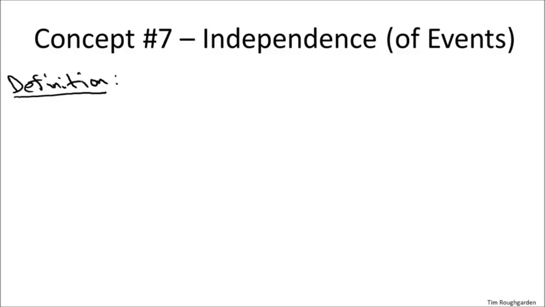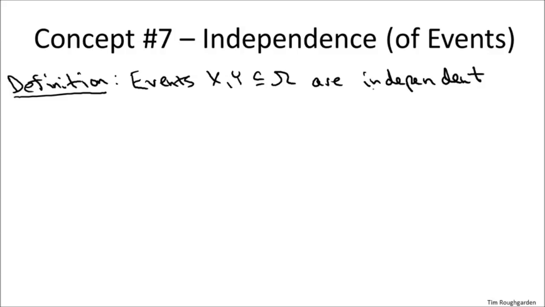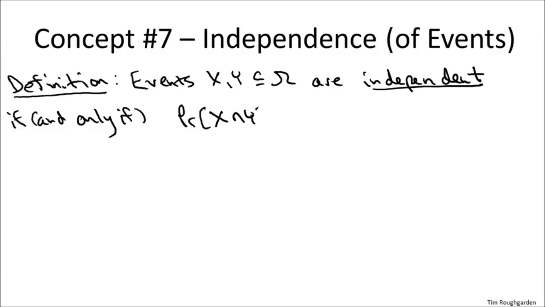So, again, we consider two events, X and Y. By definition, the events are independent if, and only if, the following equation holds. The probability that both of them happen, that is the probability of X intersect Y, is exactly equal to the probability that X happens times the probability that Y happens. So that's a simple, innocuous looking definition.